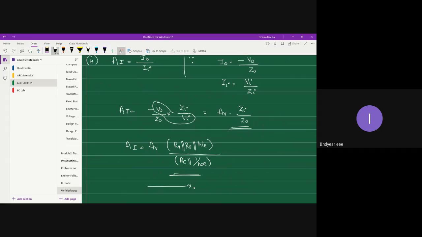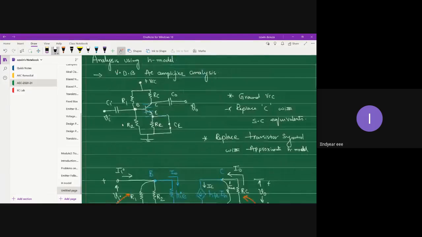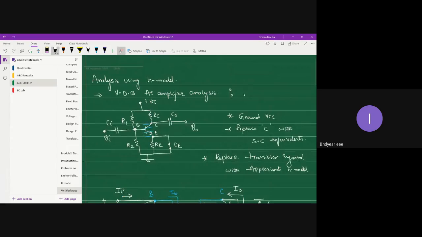So that's your current gain. So this is how we calculate the performance parameters of any AC amplifier using H model analysis. Okay, is it clear? Yes, sir. Okay. So it's a very simple case, because I considered the bypass capacitor. So this is with bypass capacitor.